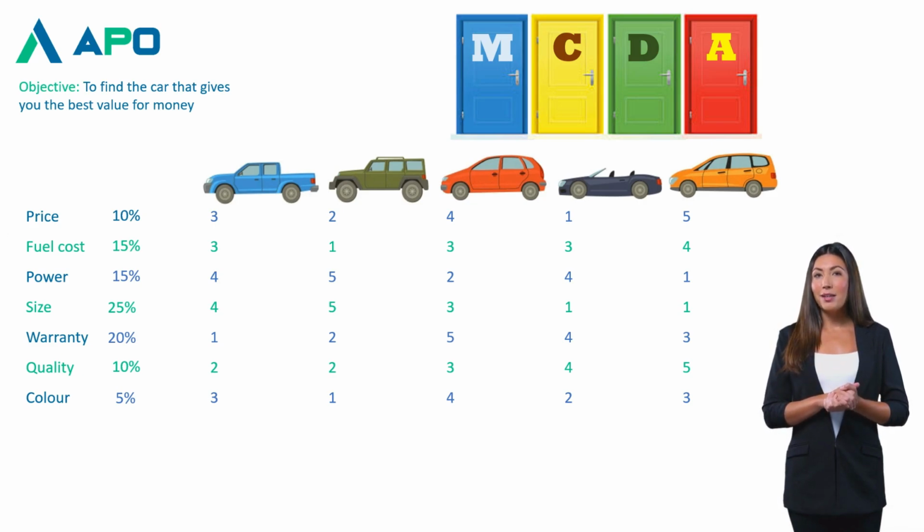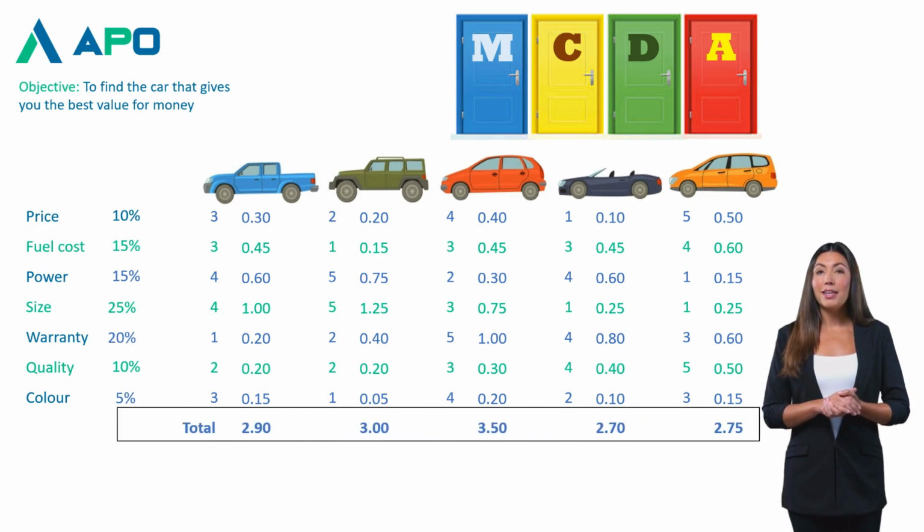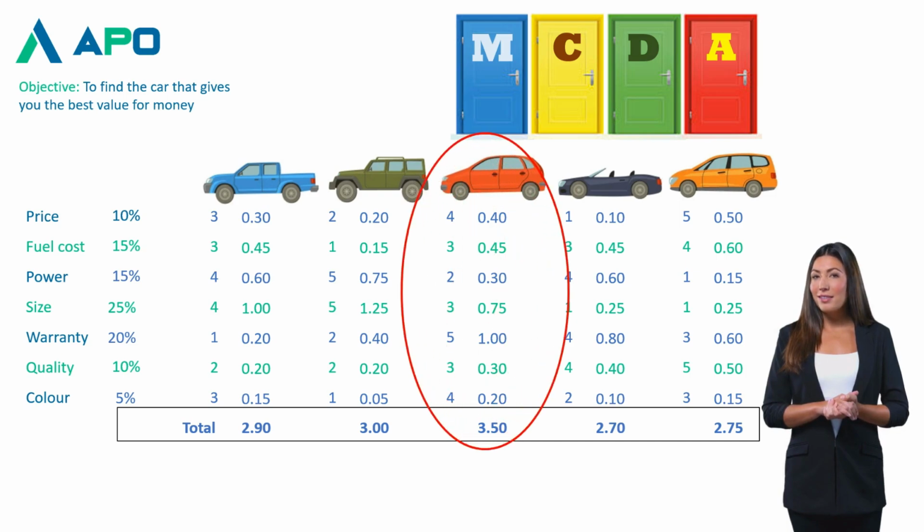Now we need to calculate. Each rating is multiplied by the importance of the criterion to work out the score for each option and criterion. Then you add up the scores for each car and you select the winner with the highest score. Here it's the middle one, which is the right size, has a great warranty, but doesn't have that much power. So you take the middle one for a test drive, and if it doesn't stack up, then try the second option, which would be the second from the left.